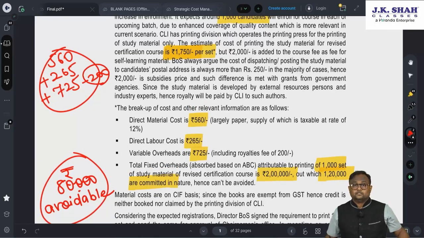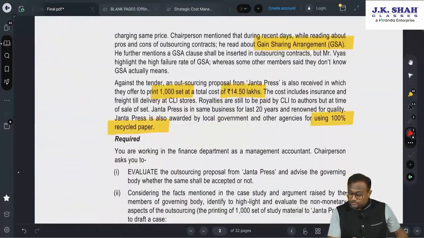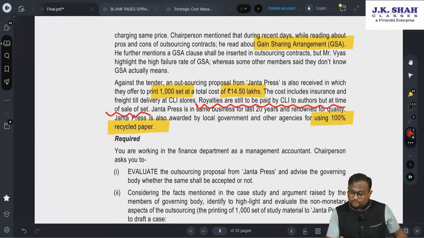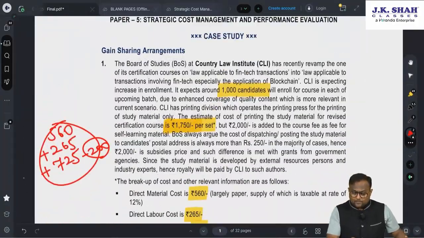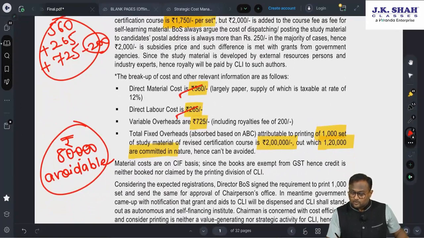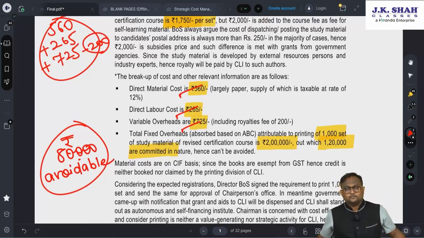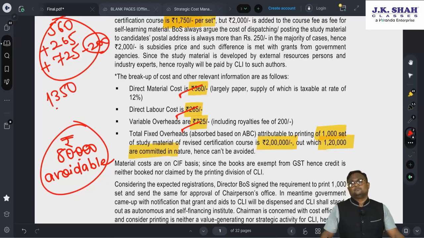Now, why are we subtracting this? It is clearly mentioned in the question that royalty is to be paid. Royalties will be paid at the time of sale. It is not required at the time of production. We are trying to find out production cost. Production cost consists of material of 560, labor of 265 and 525 is your variable overhead figure. So 1350 you are incurring for producing the product. So 1350 you will spend on producing into 1000. Your production cost is 13,50,000 plus unavoidable fixed cost of 80,000, which any which way you have to incur.